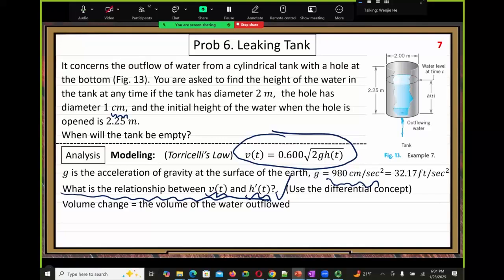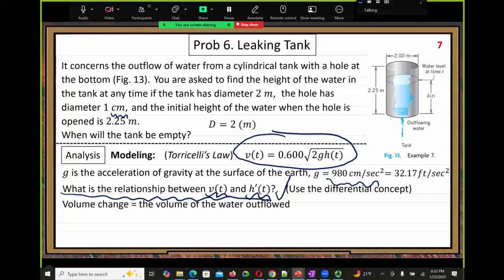All right. Then this time we need to focus on the volume change between two time instances.